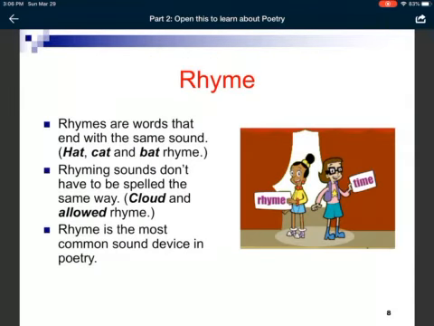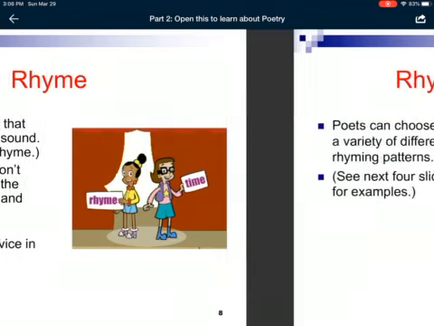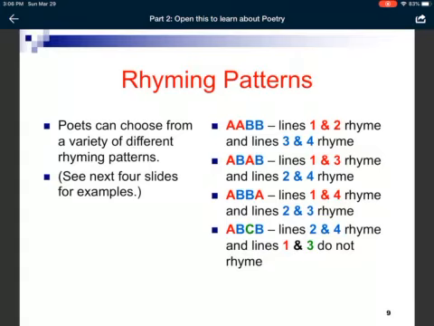The next slide is rhyme. And so this goes a little bit more into what rhyme is. Rhymes are words that end with the same sound. Hat, cat, bat. Rhyming sounds don't have to be spelled the same way, like cloud and allowed. Those rhyme. Rhyme is the most common sound device in poetry. Poems don't have to rhyme. A lot of them do, but they don't have to. Rhyming patterns. I'm going to be talking about different kinds of rhyming patterns.